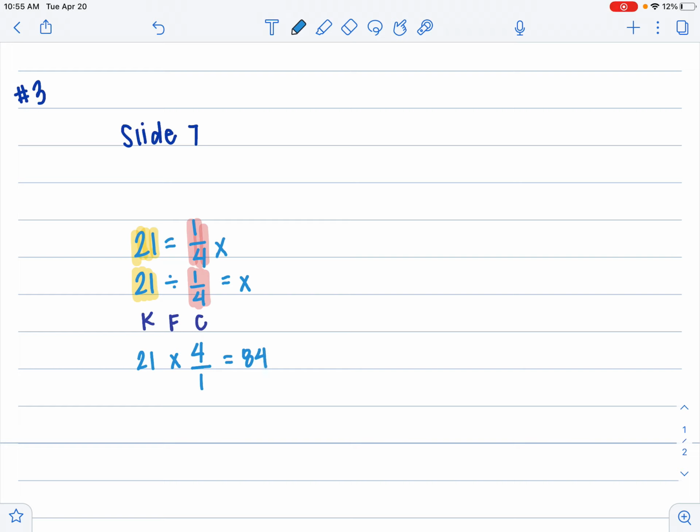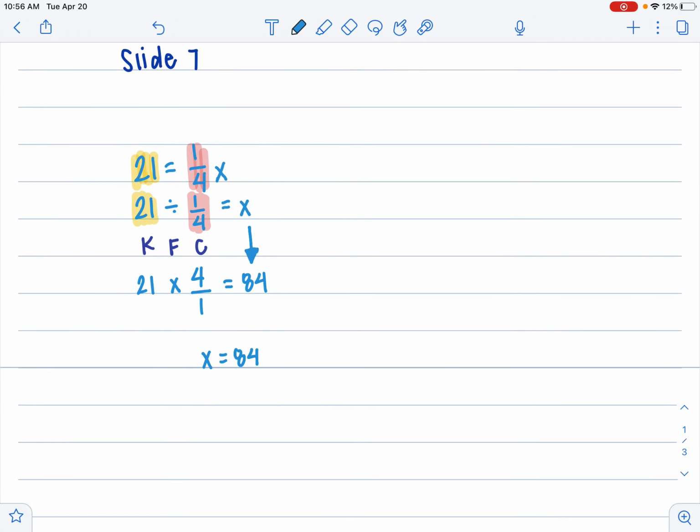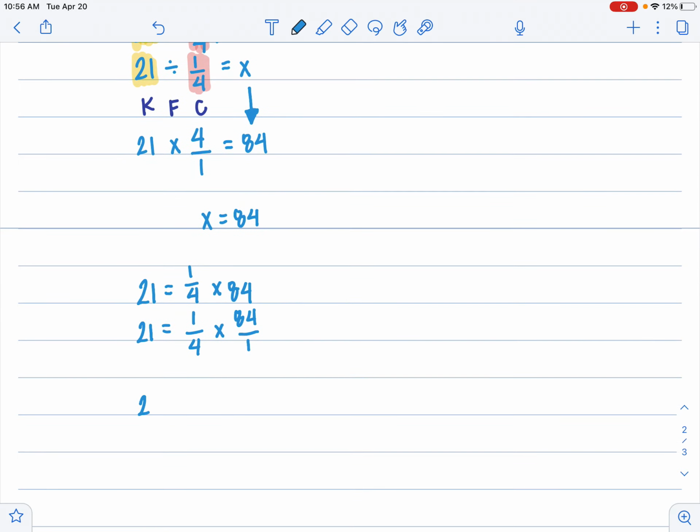That means that x equals 84, right? Because x was this number here. Now, it's always helpful for us to check our work. We can go back to the original problem, 21 equals 1/4 times 84, and you can check to make sure that's correct. 21 equals 1/4 times 84/1. We'll multiply top times top and bottom times bottom. 84/4 does in fact equal 21. So we know that the correct value of x is 84.